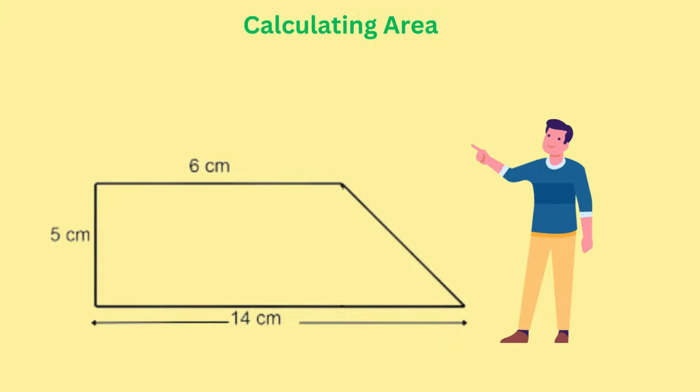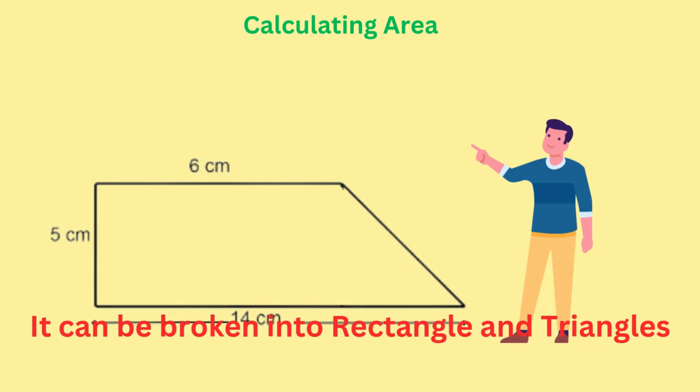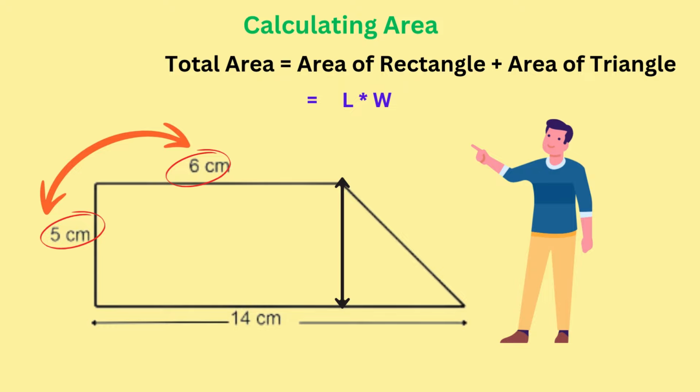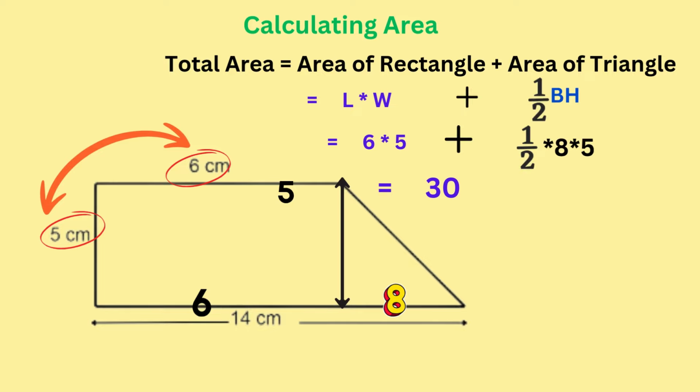The final shape we are looking at is a trapezium. Notice it can be broken into a rectangle and a triangle. Area of the rectangle is 6 times 5, giving us 30 square centimeters. The base of the triangle is 14 minus 6, which is 8 centimeters. Therefore, area of the triangle is half times 8 times the height, which is 5 centimeters, giving us 20 square centimeters. So the total area of this trapezoid shape is 50 square centimeters.